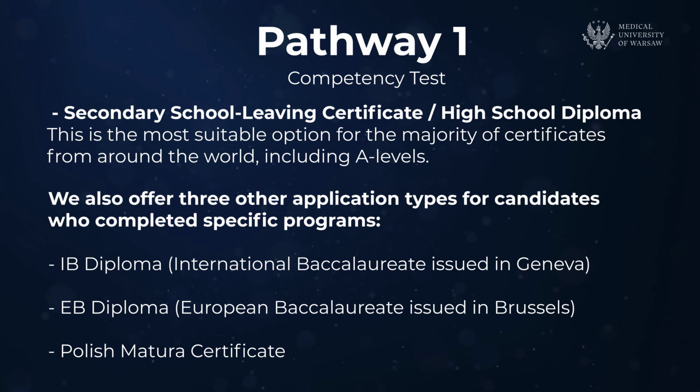We also offer 3 other application types for candidates who completed specific programs: IB diploma, International Baccalaureate issued in Geneva, EB diploma, European Baccalaureate issued in Brussels, Polish Matura certificate. If you are currently in your final year of high school, you can apply using predicted grades issued by your school. Make sure that your application type matches the certificate of secondary education you will soon receive.